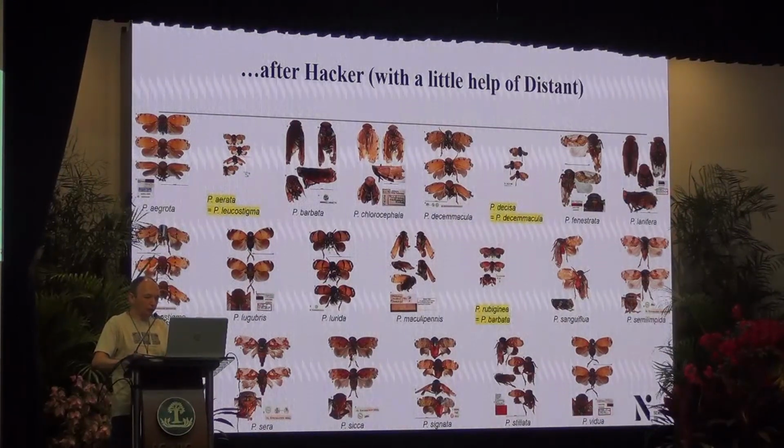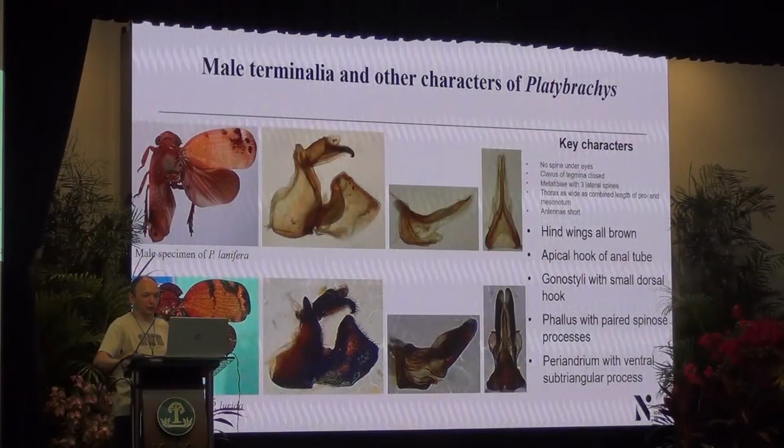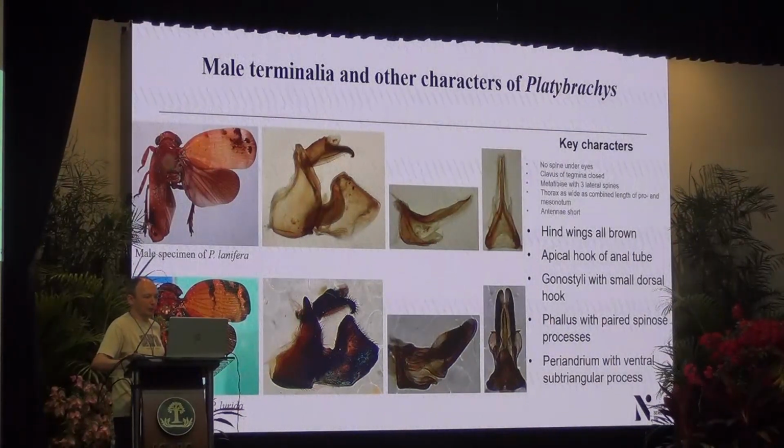So that led me to try and find some better characters to identify the genus Platybrachys, referring to the type species, of course. So you have upper left a male specimen of Platybrachys lanifera, and you have the male genitalia of that species, and under it a male specimen of Platybrachys florida, and you will see that the common characters are quite easy to see. So all the species in that genus have the hindwings completely brown.